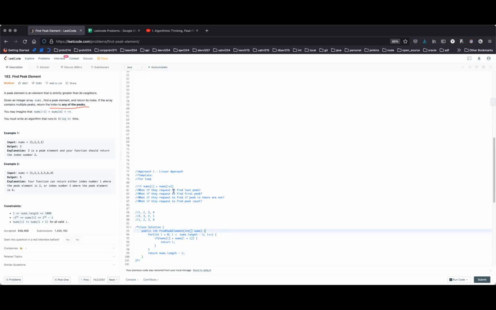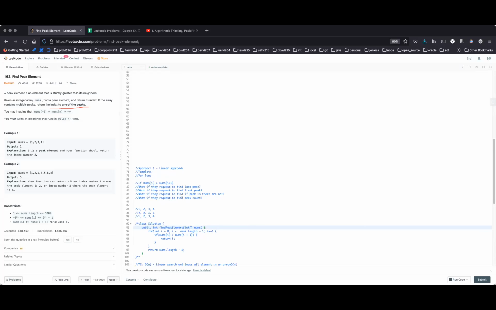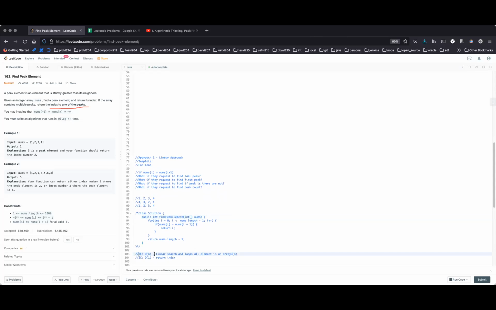So from the complexity perspective, this is O of n, since we are running through the whole loop. And the space complexity wise, it's constant, so it would be O of 1.